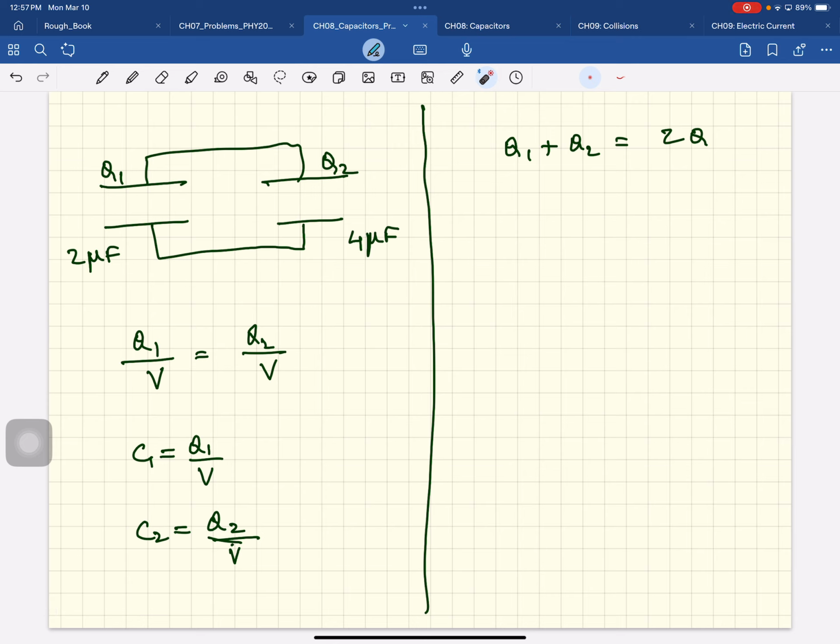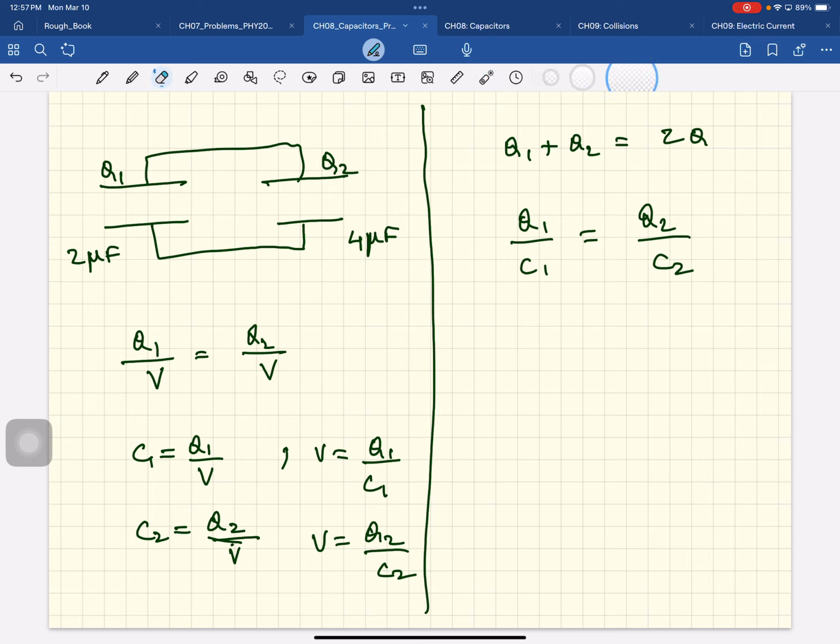So this is telling you V is Q1 over C1, and also Q2 over C2. So Q1 over C1 equals Q2 over C2. You have two unknowns and two equations, and you can solve this. So let's do that. Q1 is C1 over C2 times Q2. We'll call this C1, C2. So 2 microfarads.